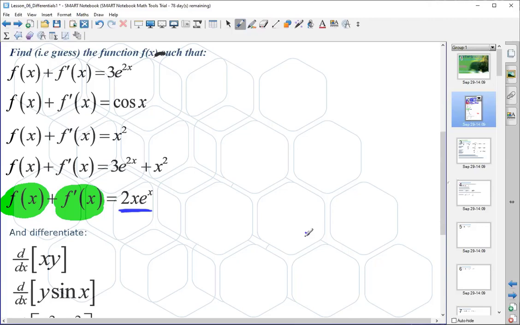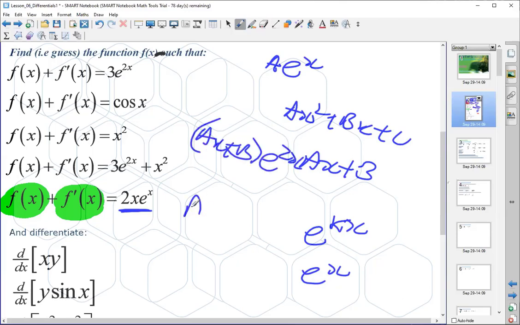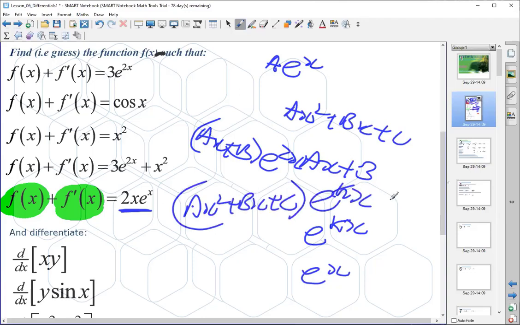Should it just be like e to the kx maybe? Or should it just be e to the x? You don't even need a k there, because you know with exponentials the power doesn't change when you differentiate them. Or should it be an ax plus b? Or should it be an ax squared plus bx plus c? Or should it be an a e to the x? Or should it be an ax plus b e to the 2x? Or should it be an ax squared plus bx plus c e to the kx? Oh my god. Okay, what form should we try for our f of x?